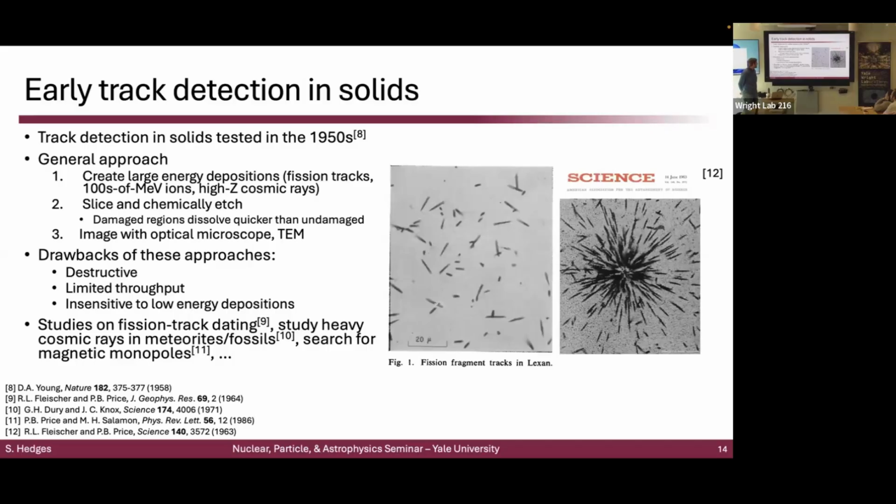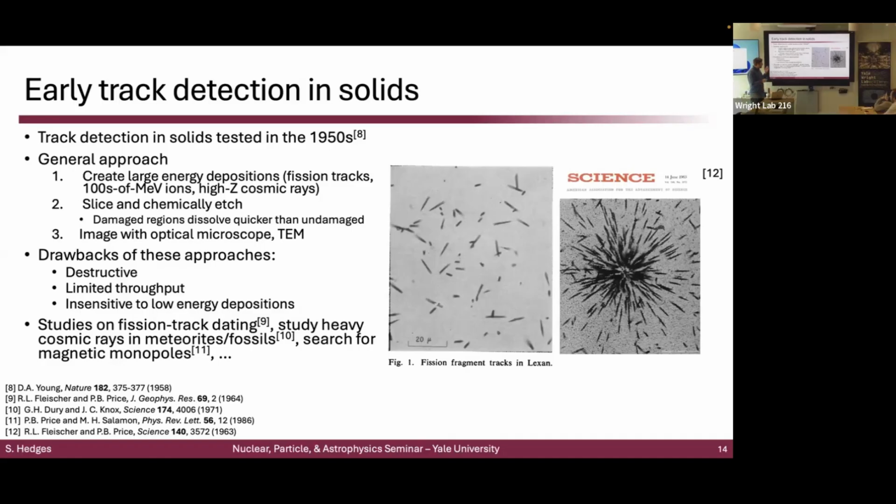There are some drawbacks of doing this. One, it's destructive, which means you don't really want to do this for rare samples. And also, the big thing is that it has a limited throughput. You can only scan very small areas of these materials, which means that you can't do some of these rare event searches because you just can't scan enough mass to do that. And then also these early approaches were insensitive to lower energy depositions, so they couldn't see neutron-induced nuclear recoils or alpha depositions.